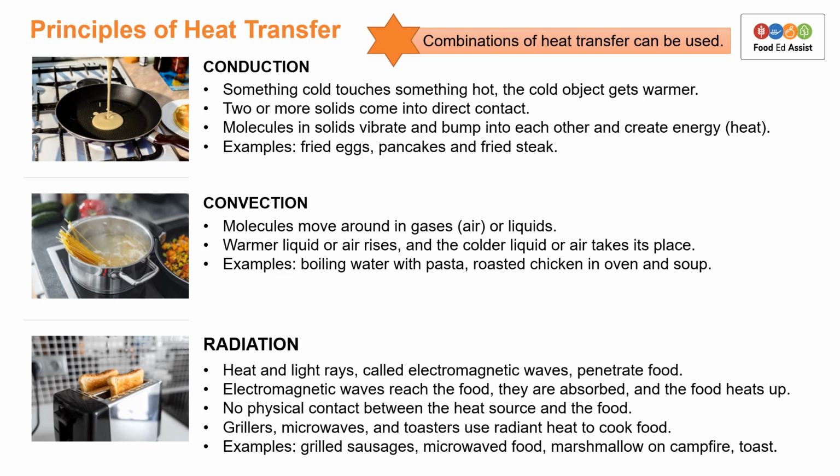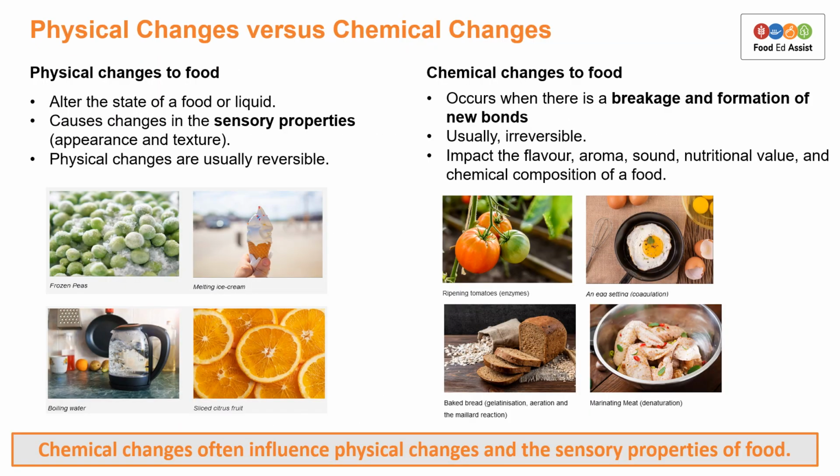Radiation is our third method of heat transfer, and that is heat and light rays that are called electromagnetic waves. They penetrate food. The electromagnetic waves reach the food, they are absorbed by the food, and the food heats up. There's no contact between the heat source and the food. Grillers, microwaves, and toasters all use this method to heat food, and some examples of this in cookery are grilled sausages, microwaved food, and marshmallows on a campfire.